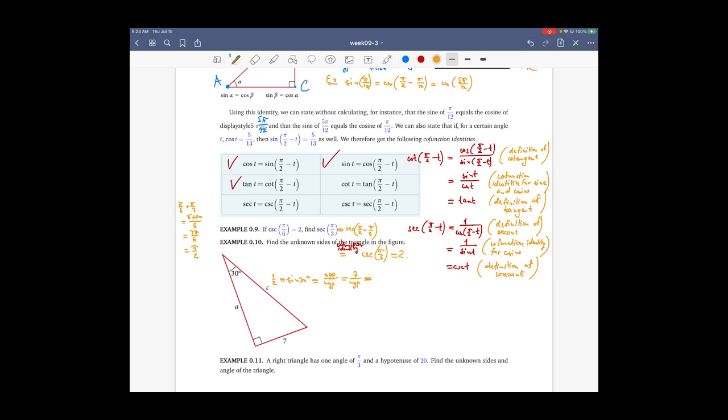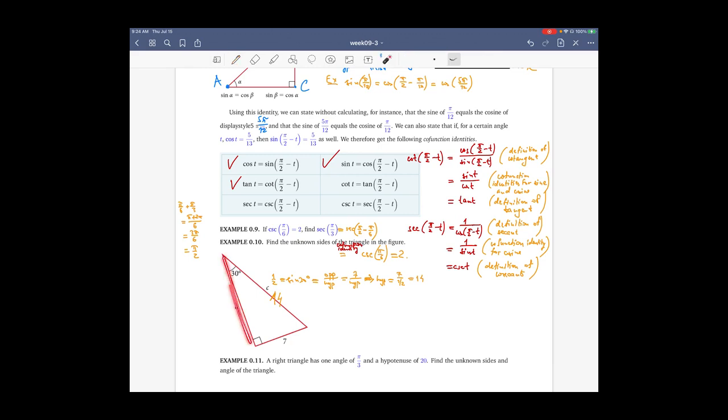So from here, from the fact that the ratio of 7 and hypotenuse equals 1/2, we find that hypotenuse equals 7 divided by 1/2, which is 14. So hypotenuse is 14.